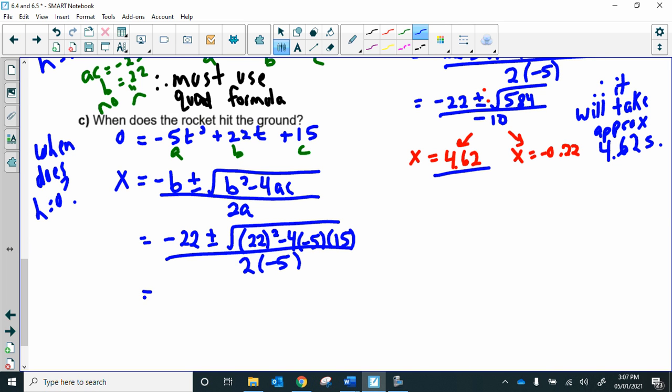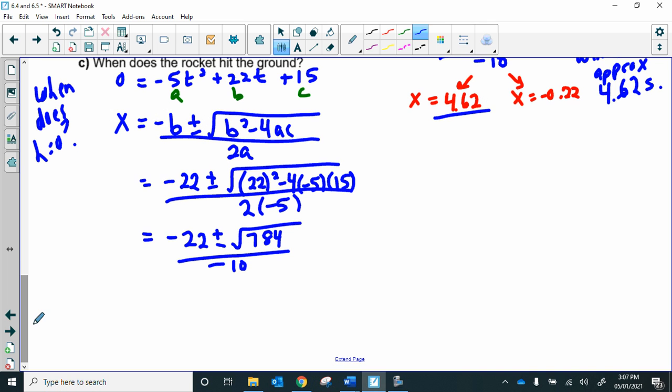I'm going to plug the stuff under the square root into my calculator to get 784 this time. And then I'm going to have two solutions here. One of my solutions is going to be when I add the square root of 784. My other solution is going to be when I subtract the square root of 784. So if I add them, I'm going to get x equals 5. And if I subtract them, you end up with negative 0.6.